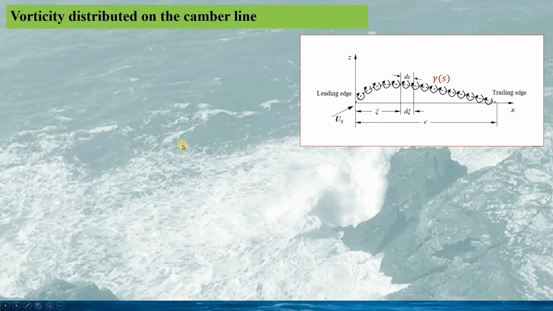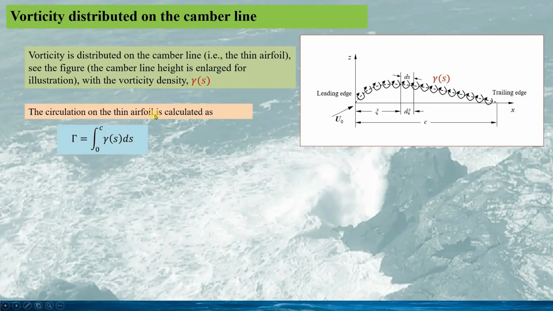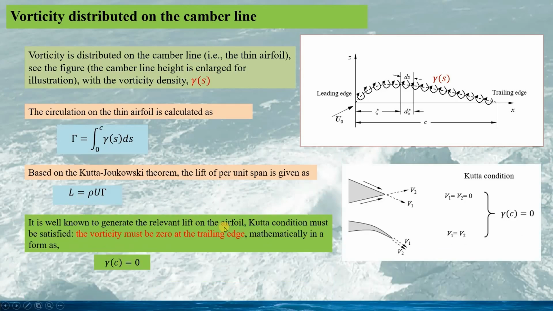For studying the thin airfoil, vorticity is distributed on the camber line. See here. The vorticity strength is given by gamma(s), and the circulation on the thin airfoil due to the vorticity is given by this Gamma. Based on the Kutta-Joukowski theorem, the lift of the airfoil would be calculated as this.